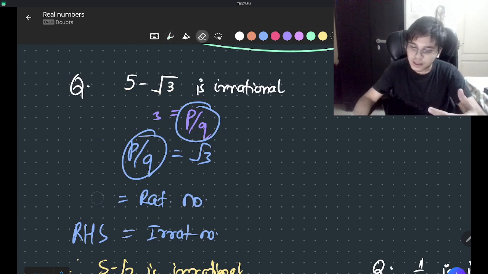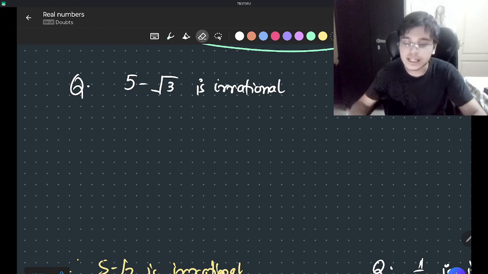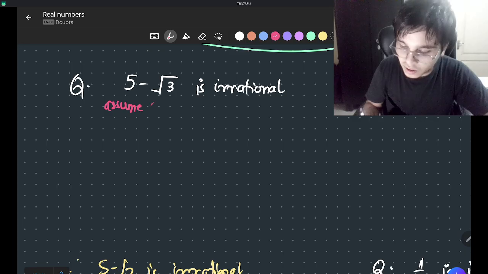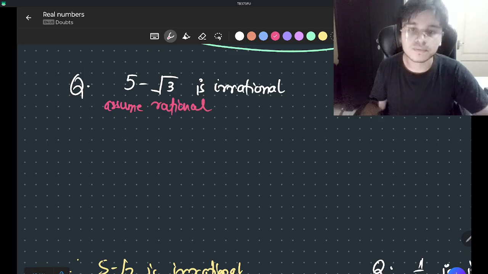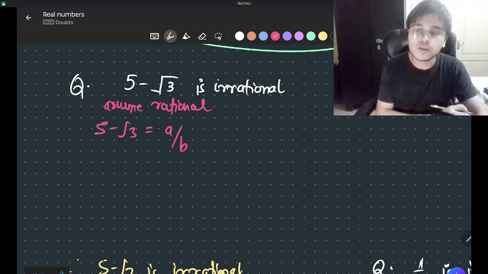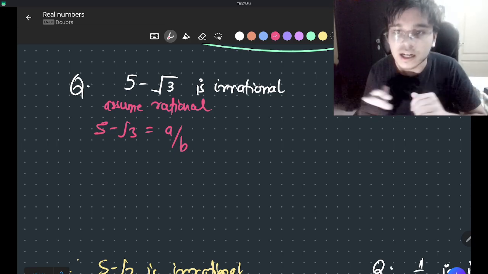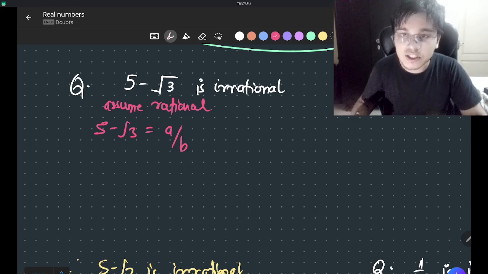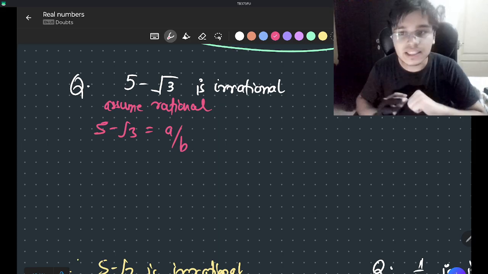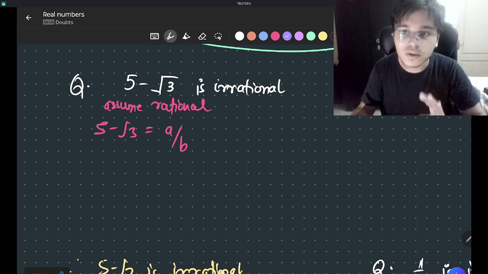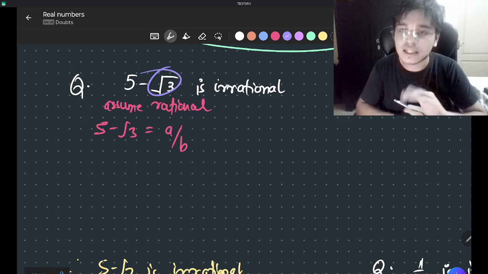So here we are asked to prove 5 minus root 3 is an irrational number. So step 1, assume it is rational. And if it is rational, 5 minus root 3 is a by b or p by q, whatever, with the conditions, of course. And our target in these types of questions is to isolate the irrational number. So the prerequisite to solving this question is knowing that root 3 is irrational.